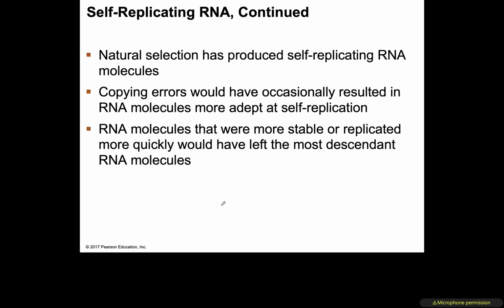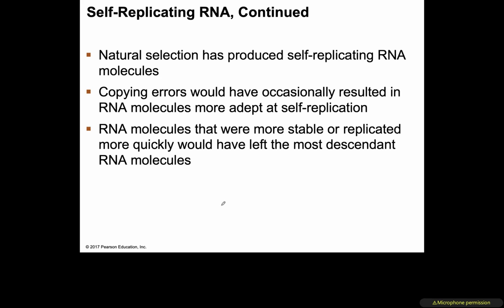Okay, so then you have self-replicating RNA still. Natural selection has produced self-replicating RNA, and through that you get copying errors, just like with DNA. As you copy, you get errors. Copying errors could have occurred, resulting in more RNA molecules being present. And through that, RNA actually got more adept, more sophisticated, better at self-replicating because it started making more of it.